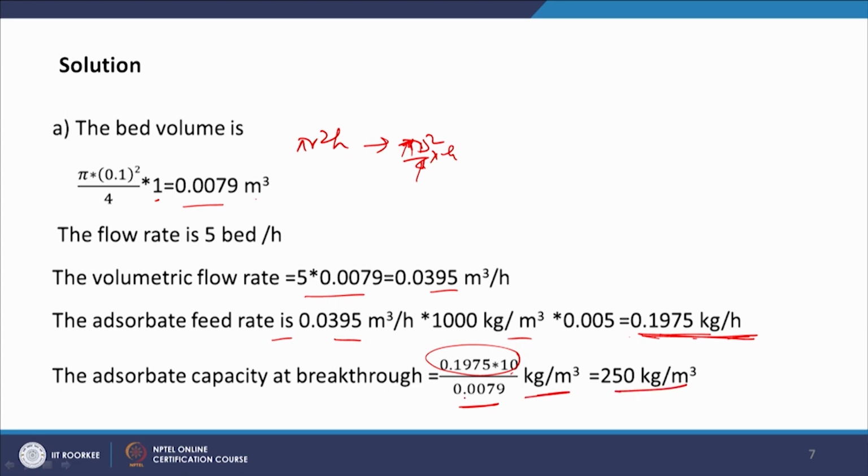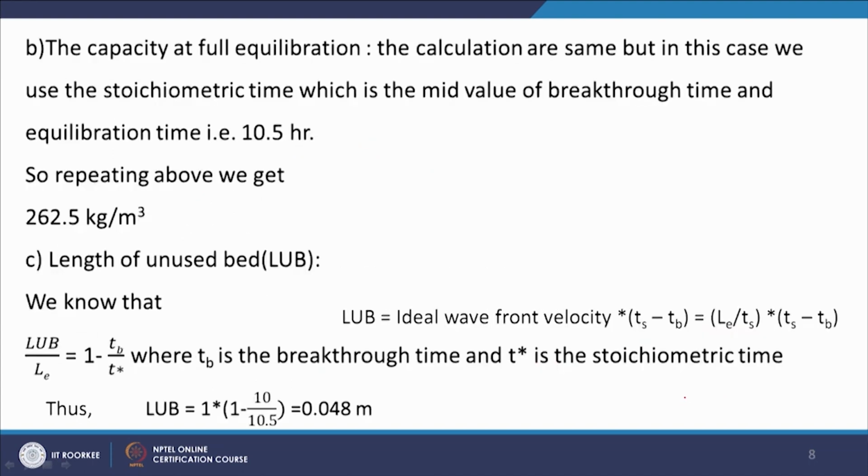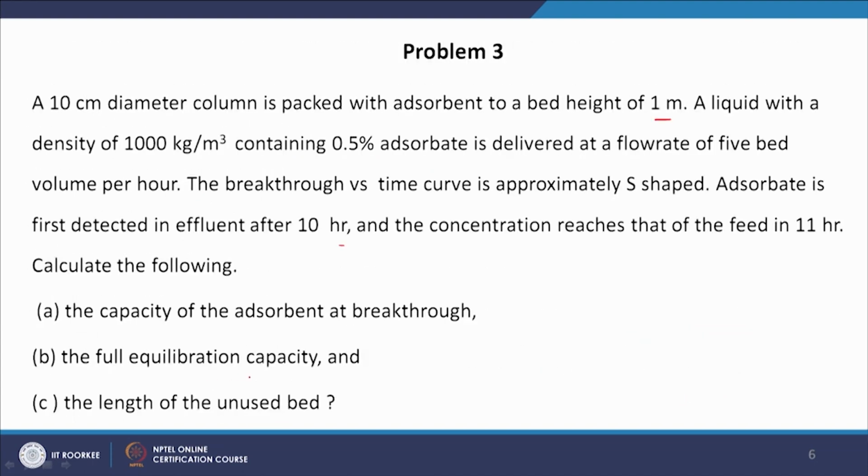If we have the density of the adsorbent material, then we can convert it into kg per kg, or mg per kg. So, that way we will be able to get the specific uptake, and here we are asked for the adsorbent capacity at breakthrough. It is like this. This is adsorbent, we can say, not adsorbate, capacity at breakthrough is this much. Then the second part is the full equilibrium capacity.